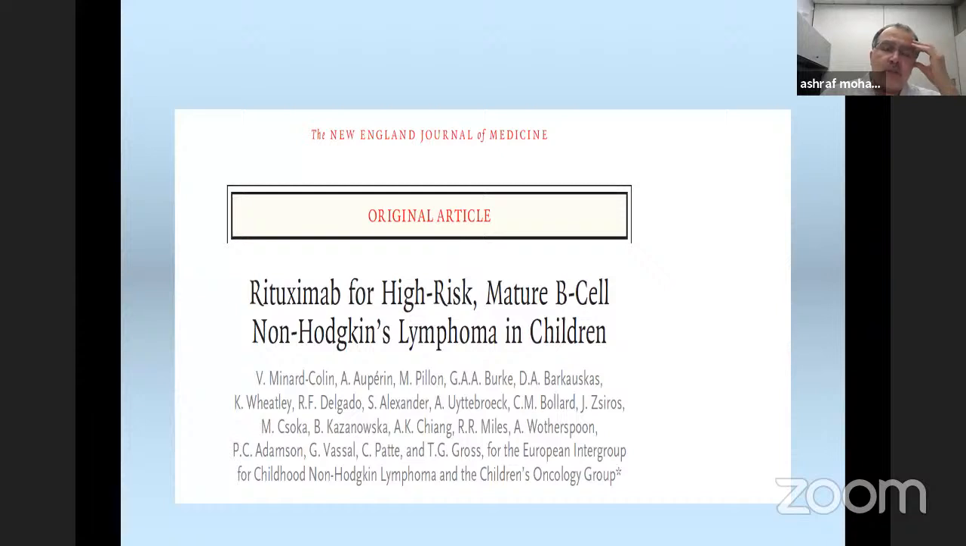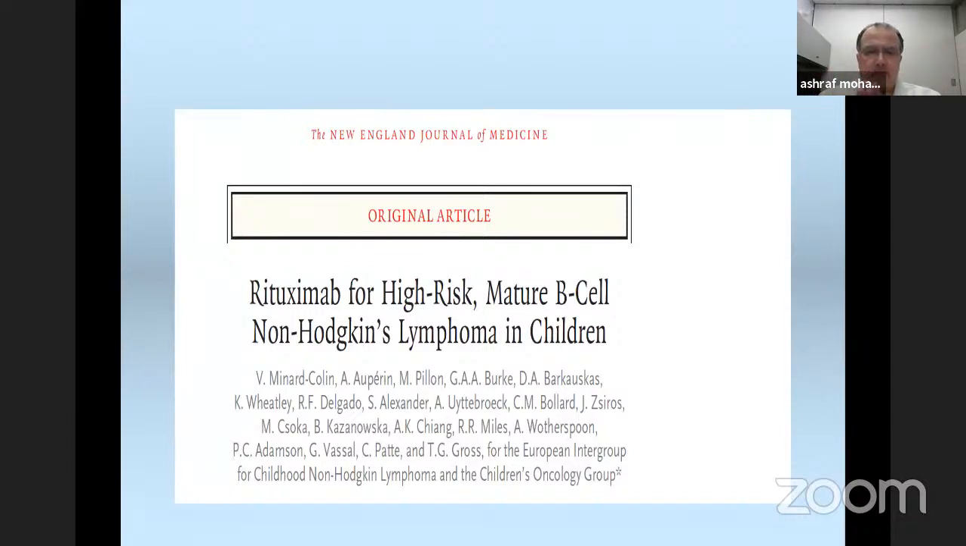But how can you improve the outcome for Burkitt's lymphoma? I remember very well my professor, Dr. Ala, when I was talking to him before I left Egypt, and he said, Ashraf, there is a certain cancer where you have only one chance, either you get it or not. And Burkitt's lymphoma is one of those examples, actually. It's either all or none.